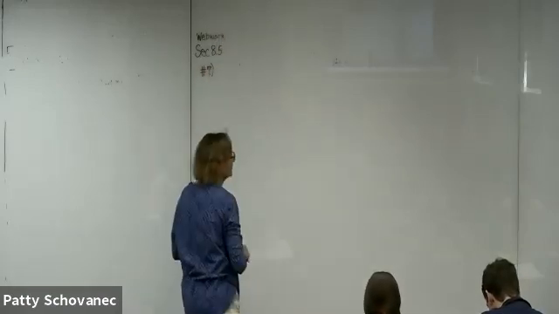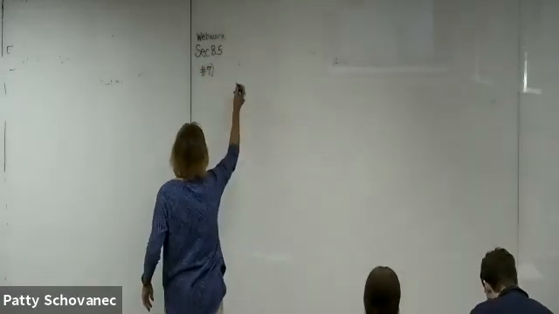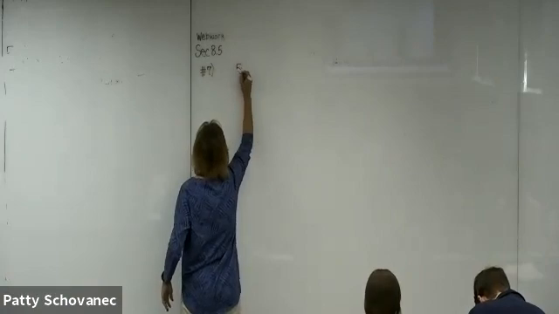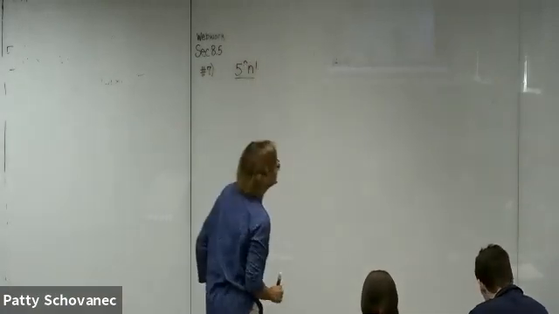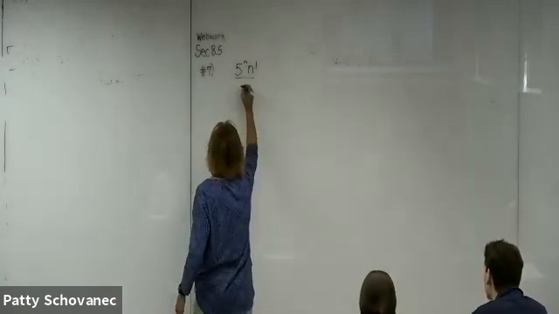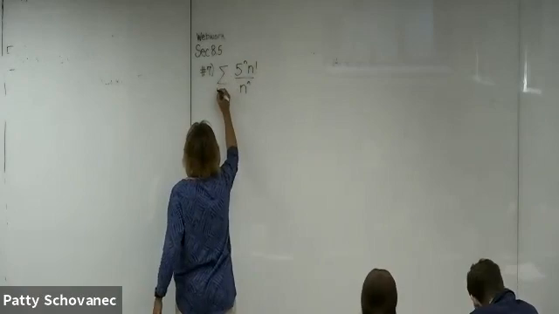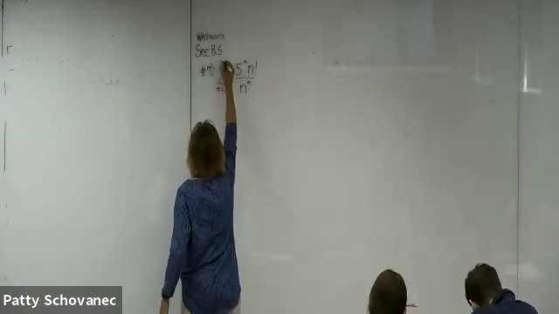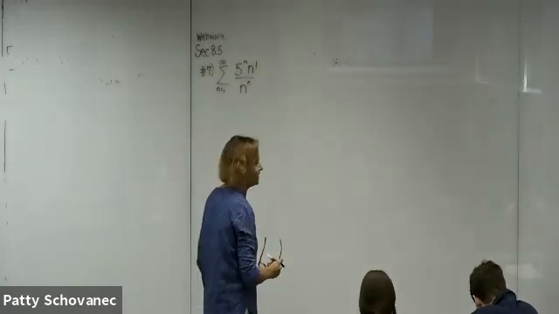And so the problem in my web work has 5 to the n times n factorial divided by n to the n, and it's going to go from 1 to infinity. The question is converge or diverge, and explain.